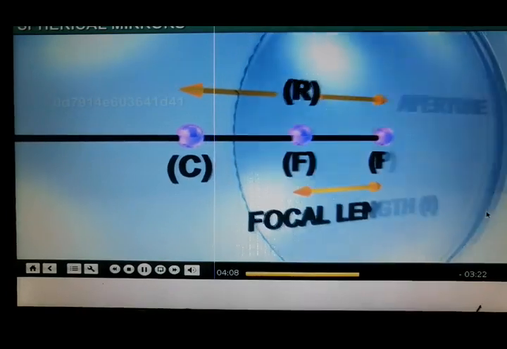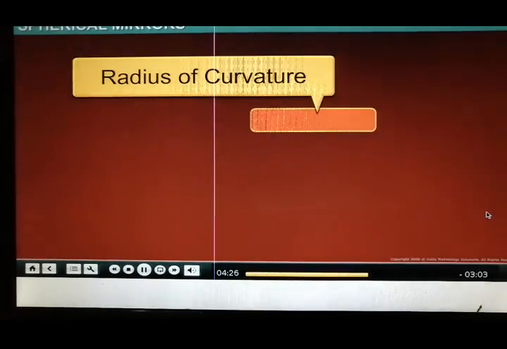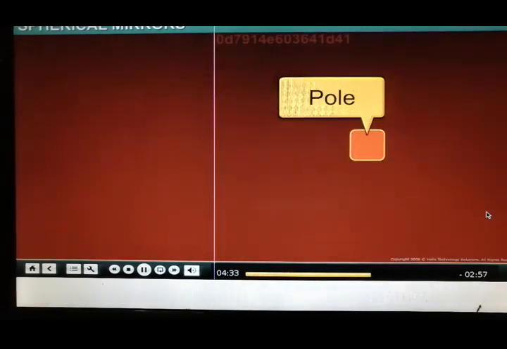You need to be familiar with the terminology used in calculations involving spherical mirrors before you get into more detail. Let's start with the center of curvature. Center of curvature, C, is the center of the sphere of which the mirror is a part. Radius of curvature, R, is the radius of the sphere of which the mirror is a part. Pole P is the geometric center of the sphere.